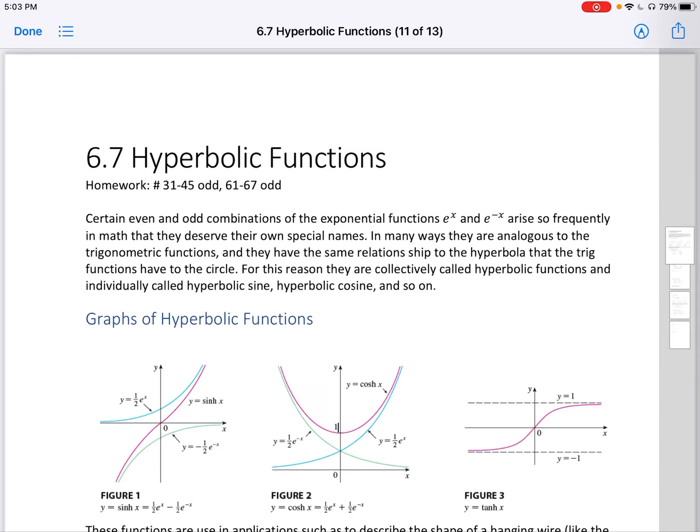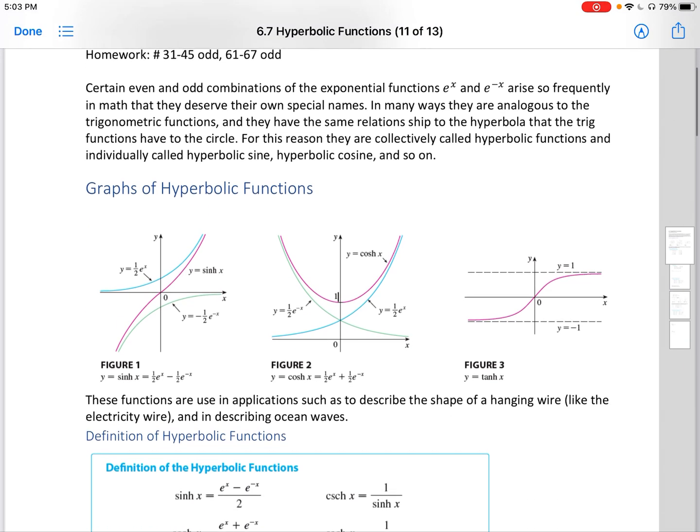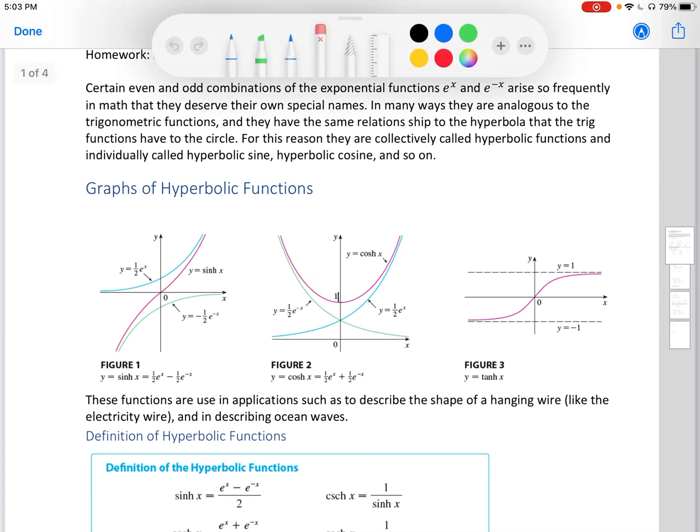Section 6.7 Hyperbolic Functions. This section will be based on a type of figure that is used a lot in applied mathematics. We see this a lot when we think of the wires and cables, electricity cables in architecture, and waves, and so on. Here we'll learn how to work with such type of functions.